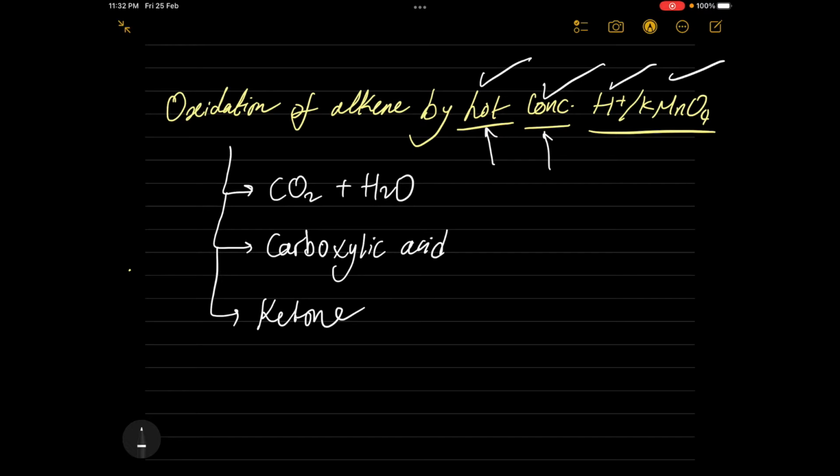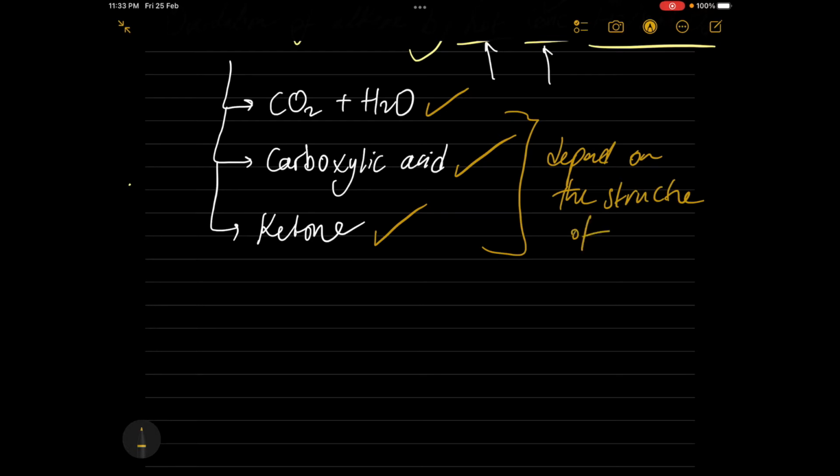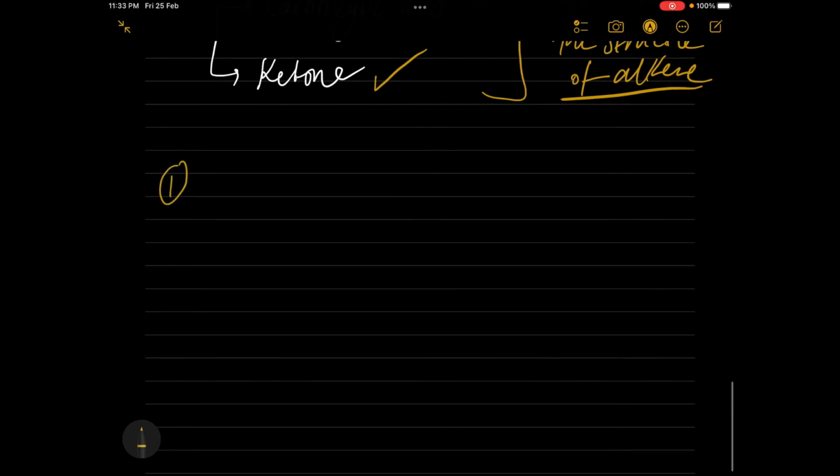According to the conditions, the products that we're going to get in our case are carbon dioxide and water, or carboxylic acid, or ketone. So all of these products depend on the structure of the alkene. How can we apply this? So let's start with rule number 1. Rule number 1 says if you have a carbon and carbon double bond in here.